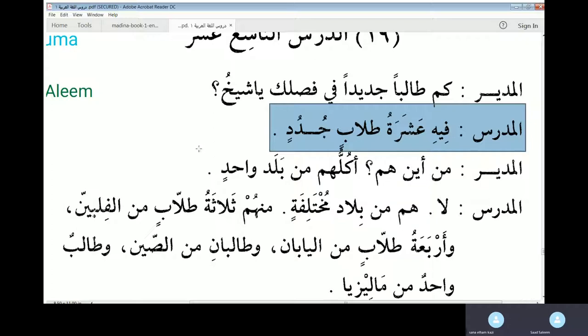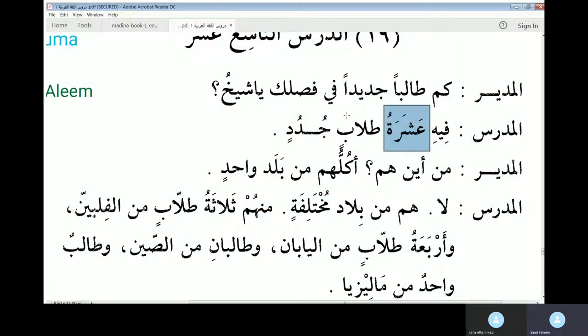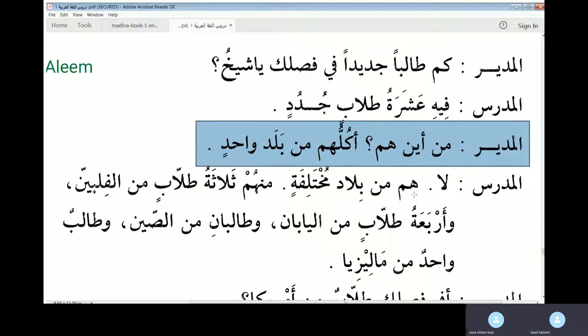Tulabin or Tulabun? Tulabin. Because Ashraf will be Muzaf, as you learned that the qualities of Madhud, it should be plural and should be Majroor. Madhud 3 to 10 has to be in Jar. Min aina hum? But it can. Okay, got it.